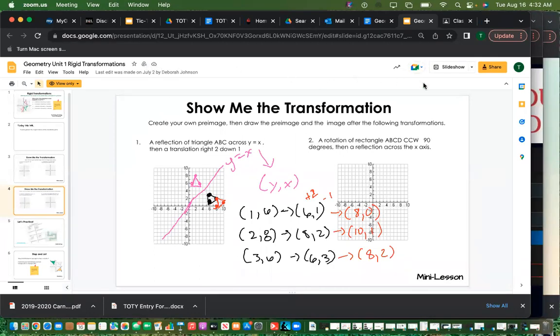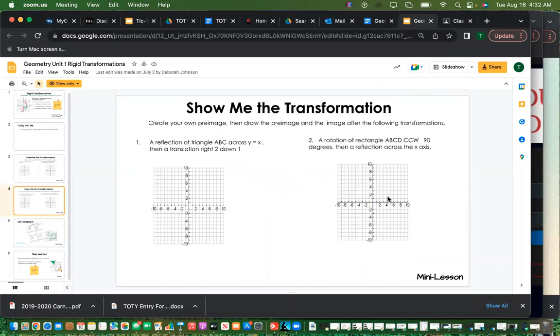Okay, I'm gonna clear. Okay, so rotate a rectangle counterclockwise 90 degrees and then reflect across the x-axis. Okay, so we're gonna take some box. Let's do right here. Let's do some negatives. Okay. Wow, best box of your life. Okay, remember this means counterclockwise.